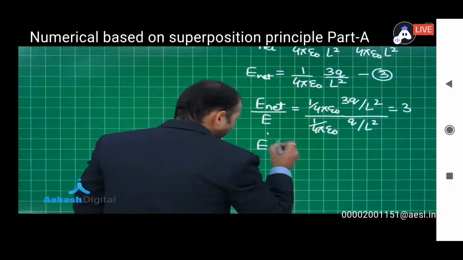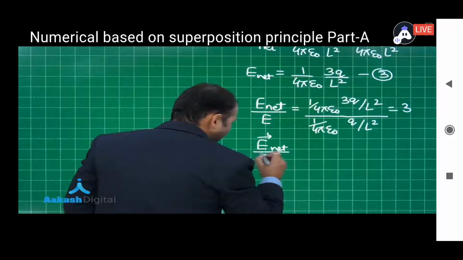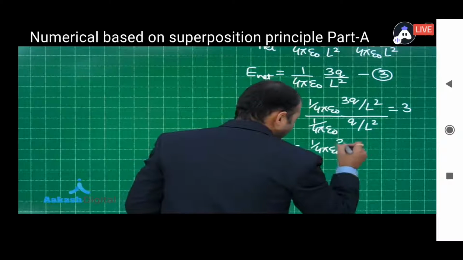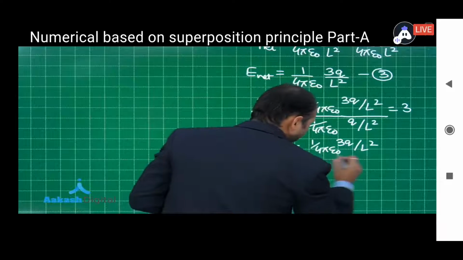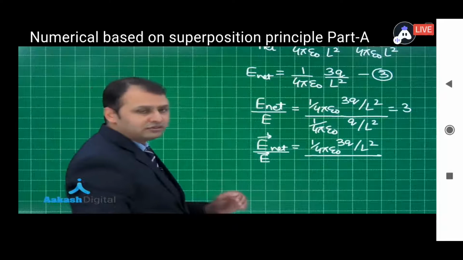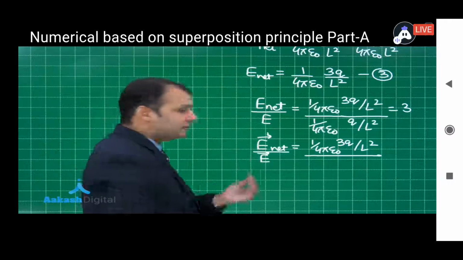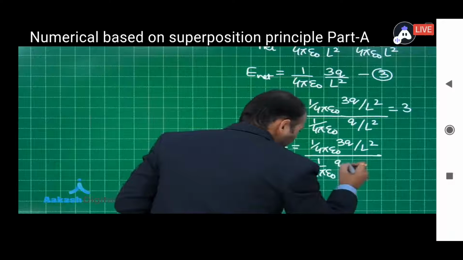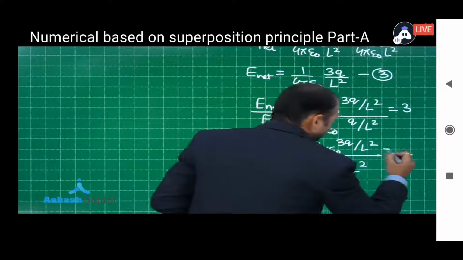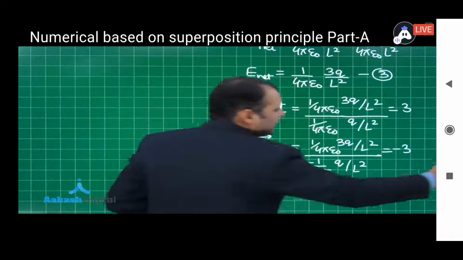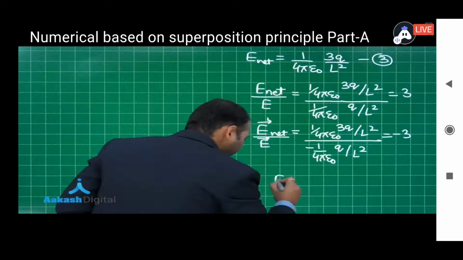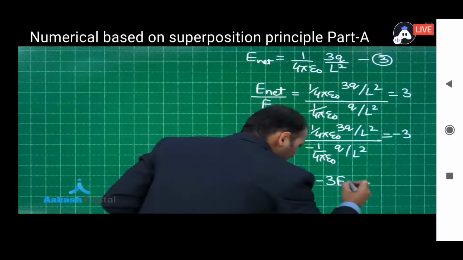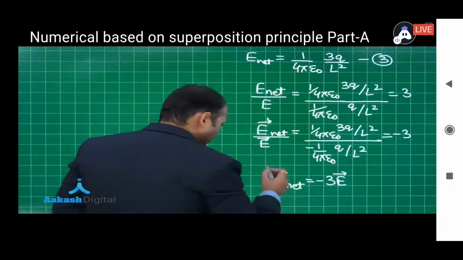If you see E net, in that case this is vectorial. So I would write 1 upon 4 pi epsilon naught 3q by L square, as I have taken the E1 direction to be positive and the net electric field will also be along E1. But for E it would be minus 1 upon 4 pi epsilon naught q upon L square. So in the net vectorial form, you will write E net vector is equal to minus 3 E vector, and this is what the question was asking.